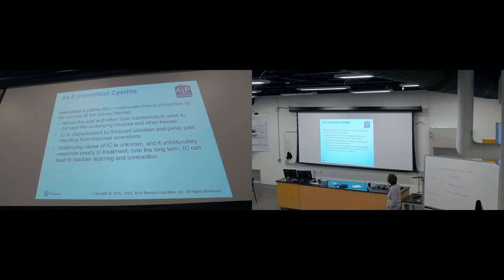Sometimes some things can irritate the epithelium in your urinary bladder, and that prevents the formation of mucus in your cells. This is called interstitial cystitis, or IC. Some signs and symptoms of interstitial cystitis are frequent urination, pelvic pain, and mucosal ulcerations. This does not necessarily have to be a UTI. Someone can have interstitial cystitis without a UTI, or can have both.